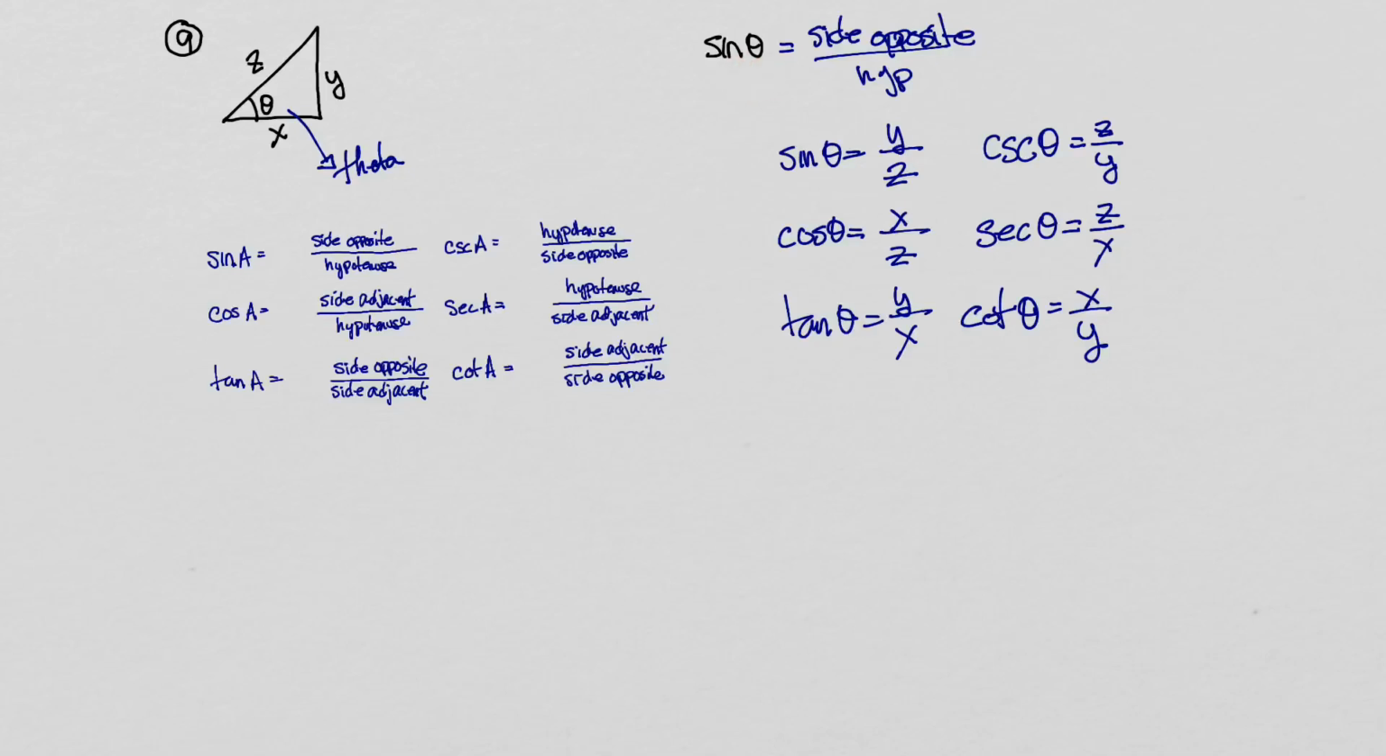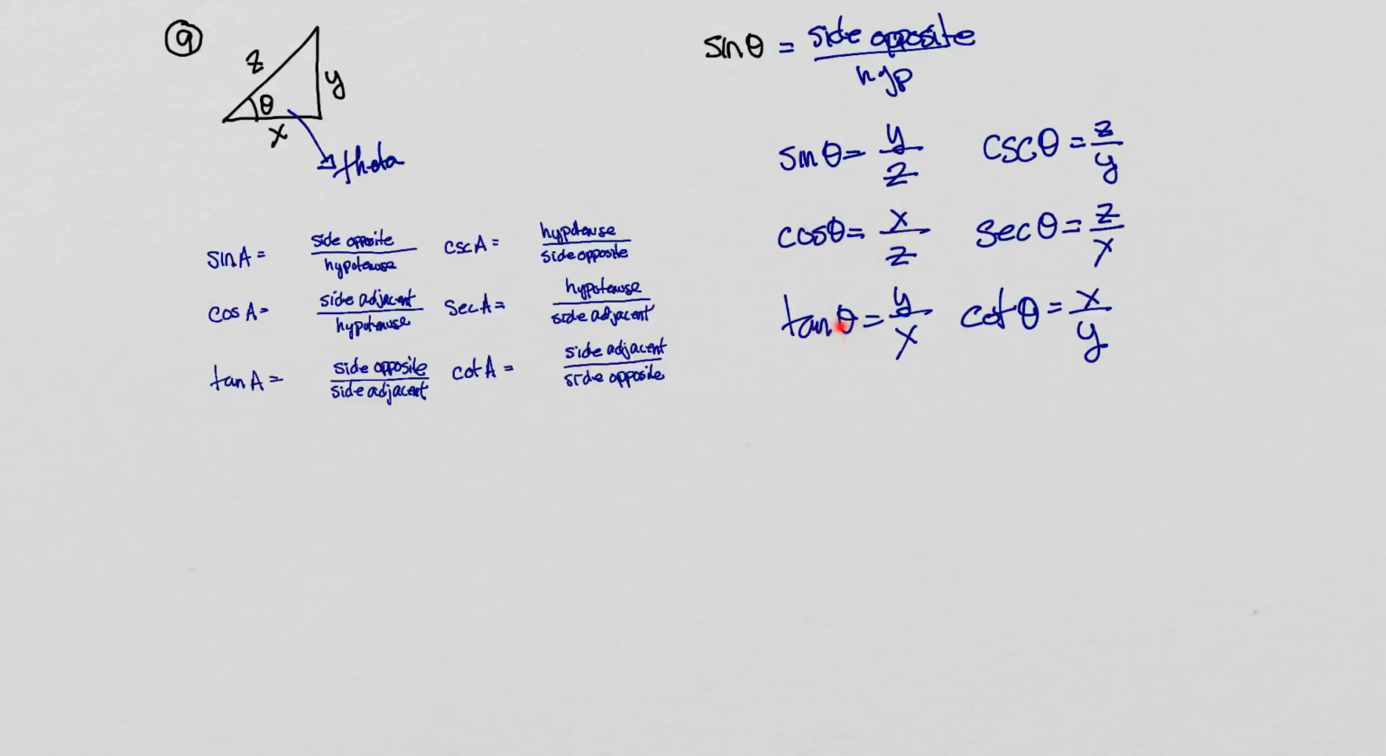The sine, by definition, is the side opposite over the hypotenuse. Now, here's theta. The opposite is y, and the hypotenuse is z. So the sine of theta is y over z. The cosine of theta, well, the cosine is the side adjacent over the hypotenuse. So here's theta. The adjacent is x, hypotenuse is z. So over here, the cosine of theta is x over z.